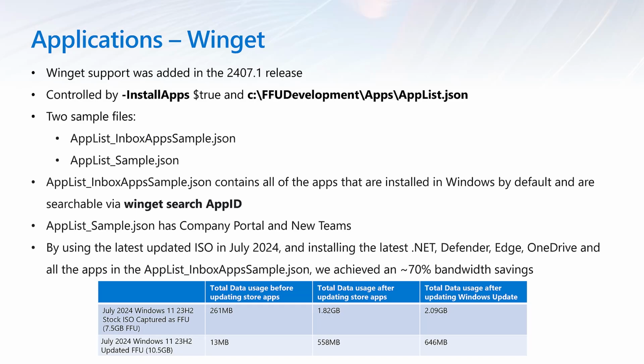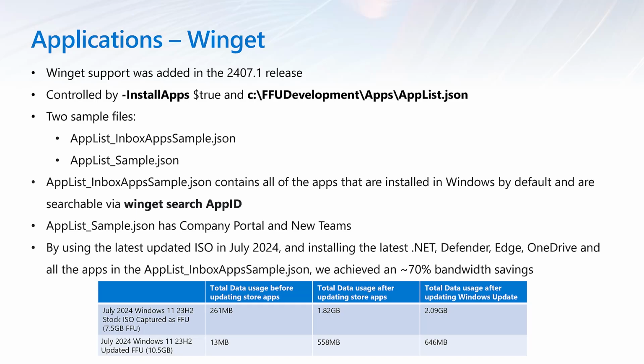And then when you update Windows Update, 2.09 gigs. So this would include the malicious software removal tool. There's always going to be a Windows definition update for Defender. And so installing those additional things got us up to about 2.09 gigs.